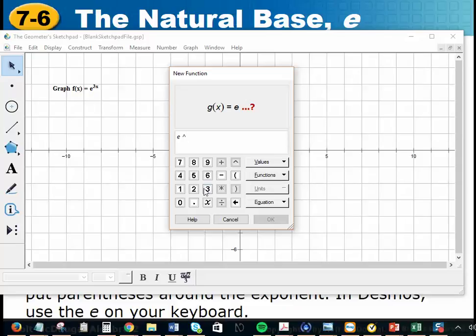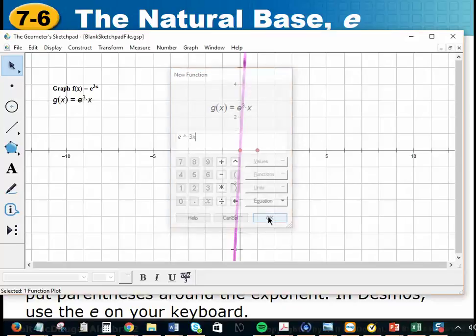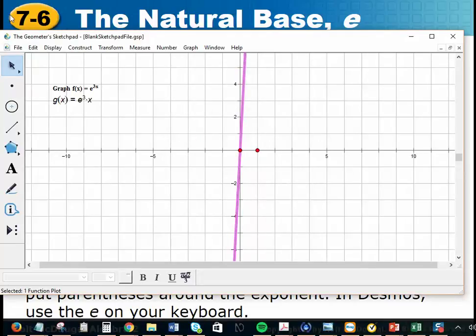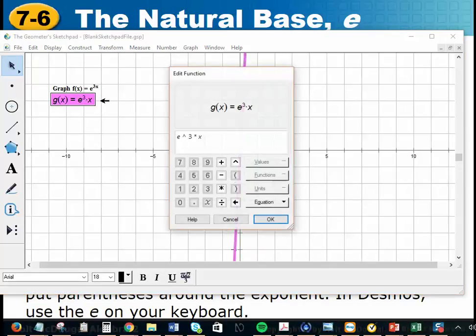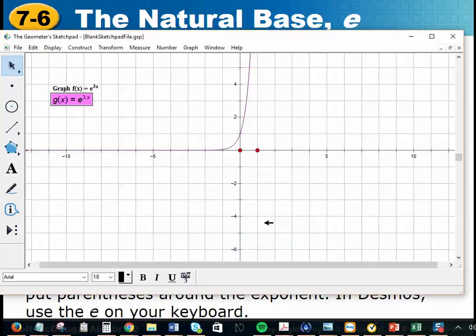Now watch what happens if I just put 3x. It went e to the third times x, and when you graph this, it's going to look linear, because e to the third power is just a number, and then we're multiplying by x. This is a linear function. That's not correct. Instead, I need to go back and put parentheses around the 3 and the x so that I know that both parts are part of the exponent. Now we've got our exponential function there.